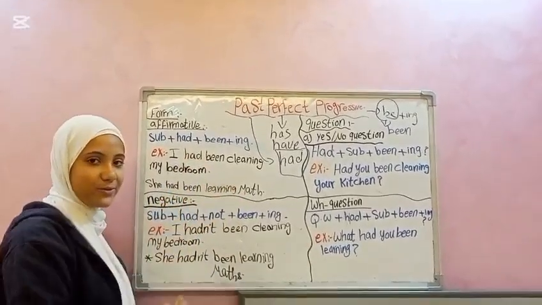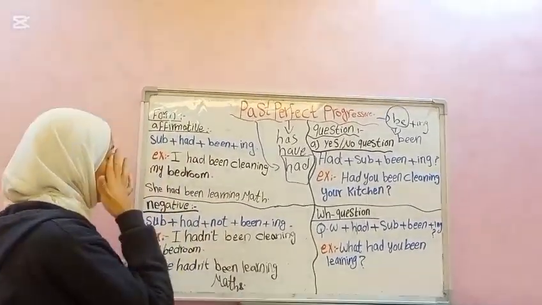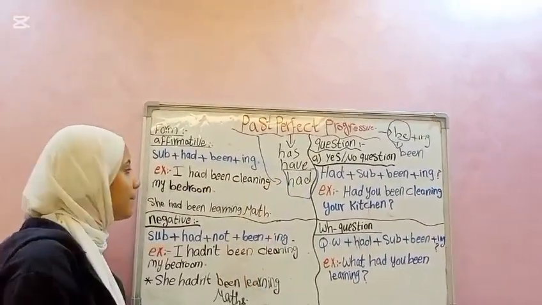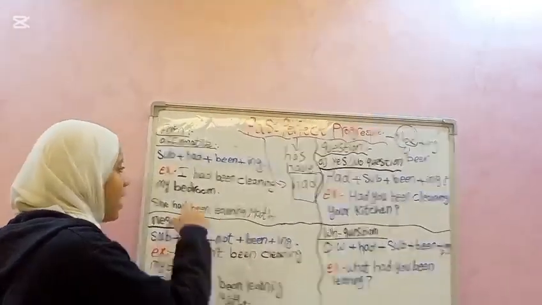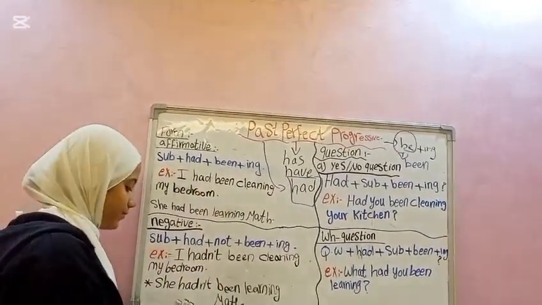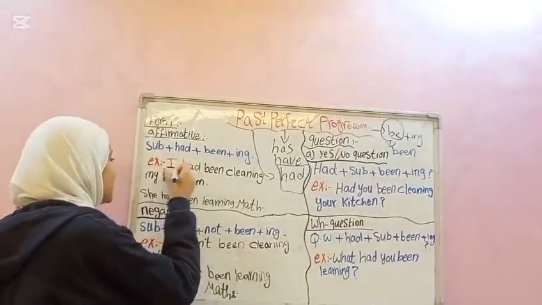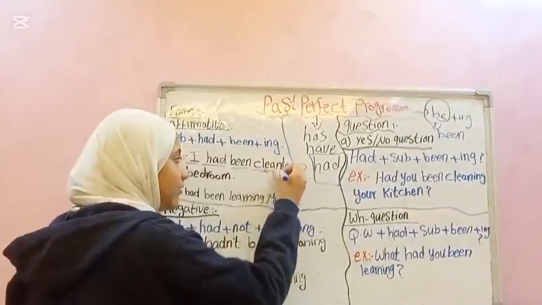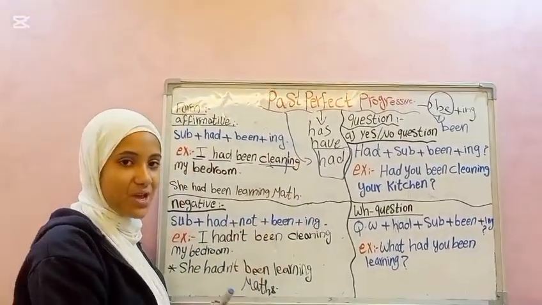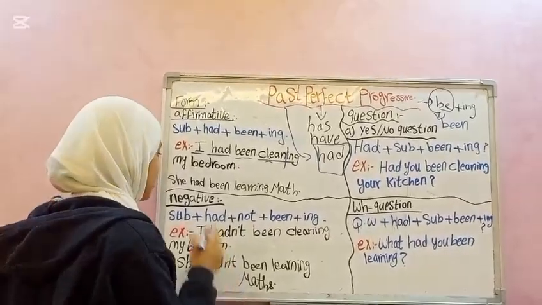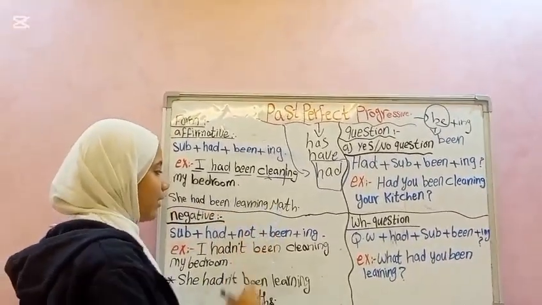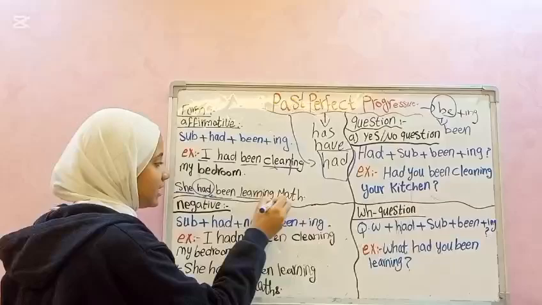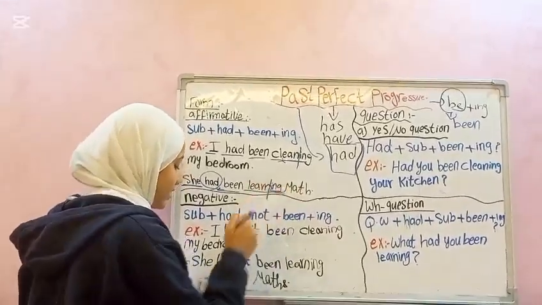Let's start with the affirmative form. Subject plus had plus been plus ing, as we said here. Example, I had been cleaning my bedroom. I is the subject, had been is the auxiliary, clean is the main verb ending in ing. Another example, she had been learning math. She is the subject, had been learning. Learn is the main verb ending in ing.